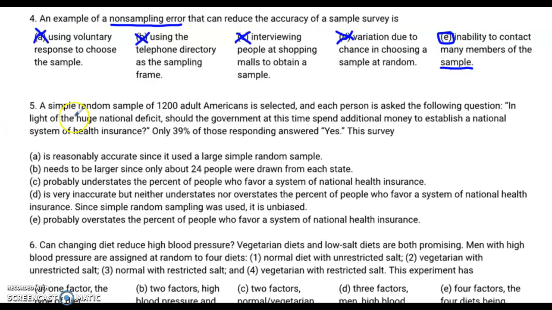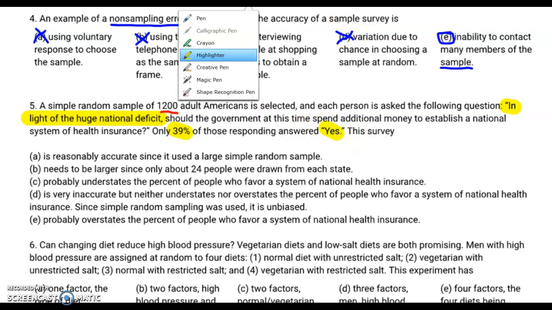A simple random sample of 1,200 adult Americans were asked this question. If you read the question carefully, it's a pretty leading question. It's a question that sort of tells you what you're supposed to answer inside of it. It starts with, in light of the huge national deficit, right? Ignoring everything else about the country at large, just saying, in light of the huge national deficit, should we establish a national system of healthcare? And there's only 39% of people that answered yes.